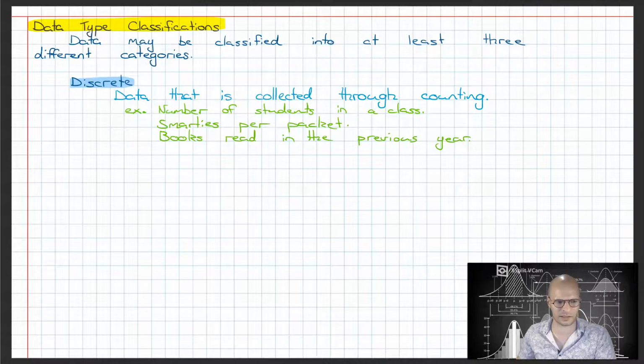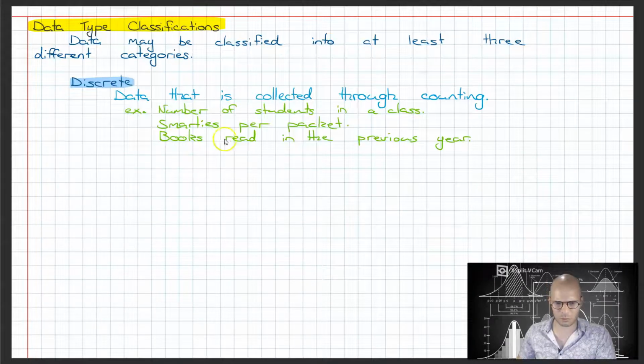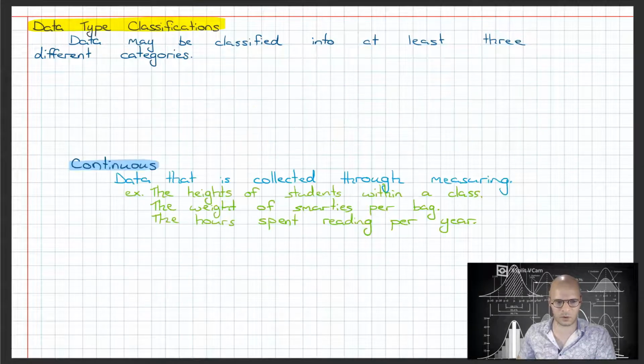Now the next sort of data that you can get is called continuous data. Continuous data comes about through measuring something. So if you want to get the heights of students within a class, you measure the students. If you want to get the weights of a bag of Smarties, then you're going to weigh the bag, so you're measuring it. Or it could be the hours spent reading per year, so you measure the amount of time. So compare the difference. Books read per year, so you're counting the books. Time spent reading per year, so you're measuring the time.